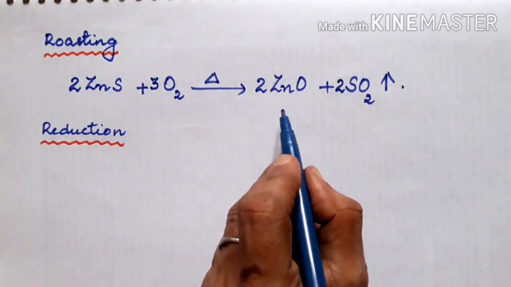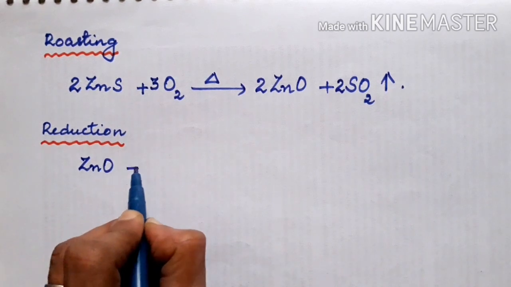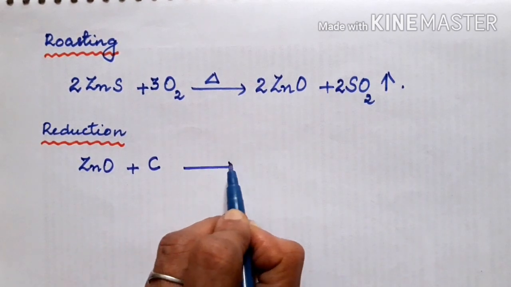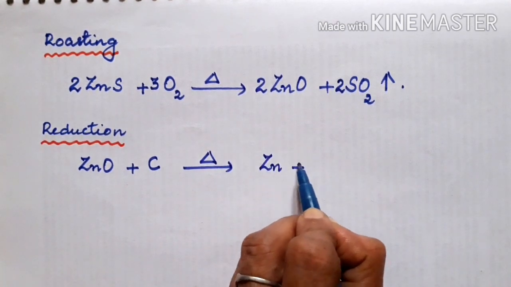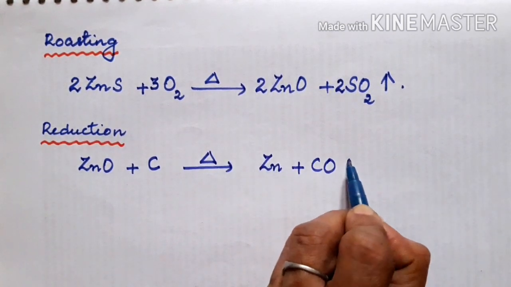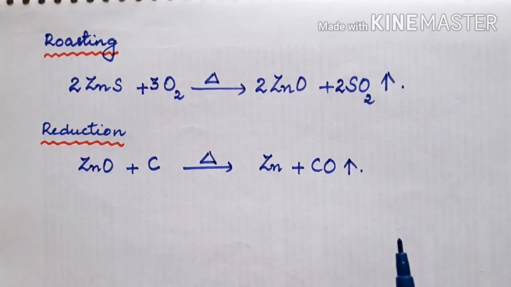Now coming to the reduction step. The zinc oxide that we have is treated with coke in the presence of heat, when it gets converted to zinc and carbon monoxide. So these are the relevant equations in metallurgy of zinc.